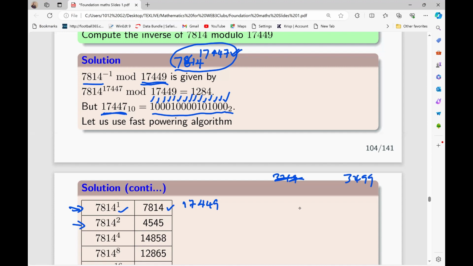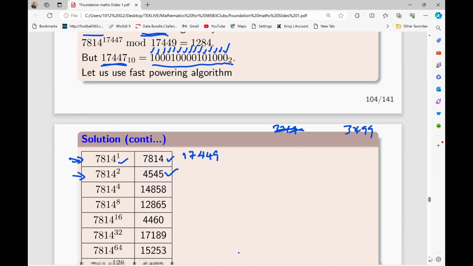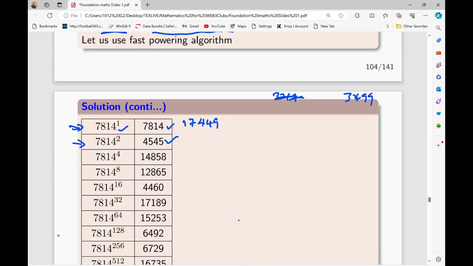What is the remainder? The remainder is 4,545. Now square that line to get the next line. When you square this line, you arrive here. What is this squared? 4,545 times 4,545 gives me 20,657,025.